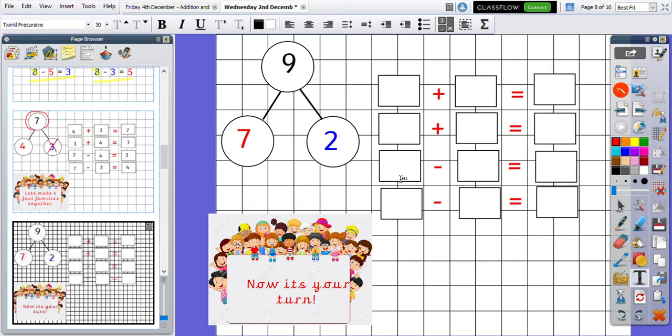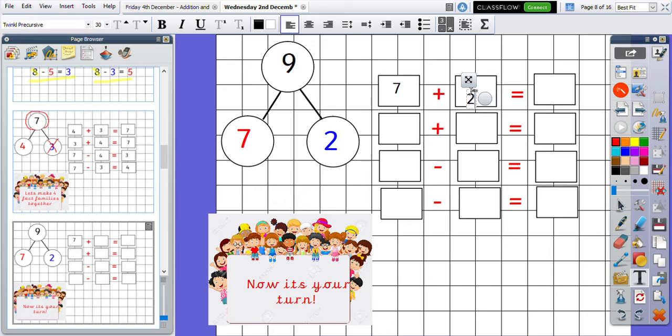Let's have a look then. So I'm going to start by adding up my 2 parts to make my whole number. The first addition sentence I'm going to do is 7 add 2 equals 9, because we know that these two numbers added together will give us the top number. My 2 parts give me the whole number at the top.